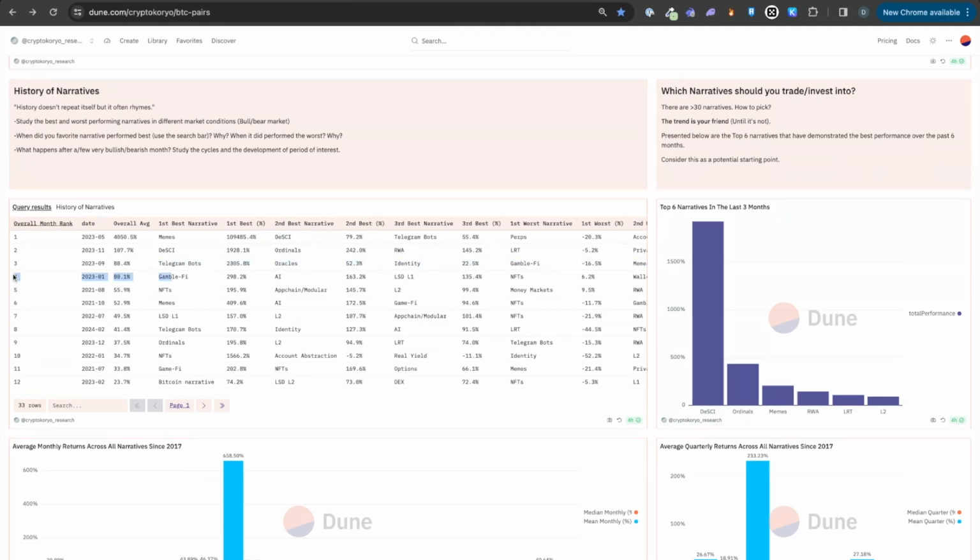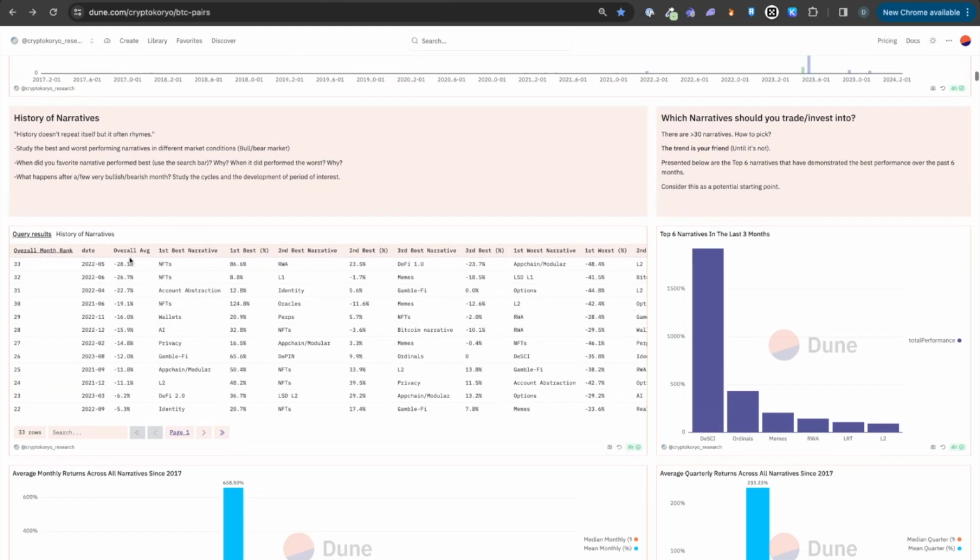And we also know that we had the bull market in 21. So in October, it was one of the best months again. Interestingly, memes were among the best performers, etc. And you can see the worst performing month. That was obviously in the bear market of 2022. We remember that very well in May, in June, in November.